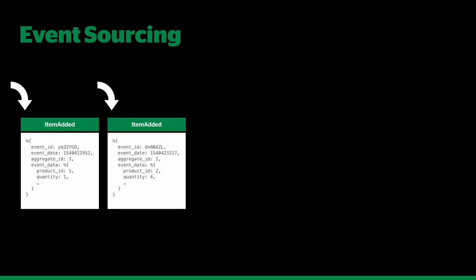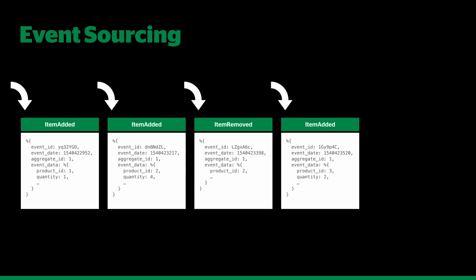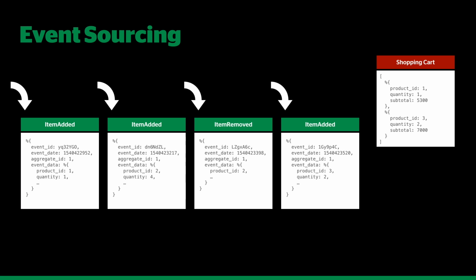Another event happened, another item was added. Same situation. The user decides to remove an item. Now the event data is slightly different content because that's what matters for that specific event. Another item was added, and if you take a look, the shopping cart is just like the projection. After these four events, this is the current state of my application. But the shopping cart was evolving after each one of these events for the system.